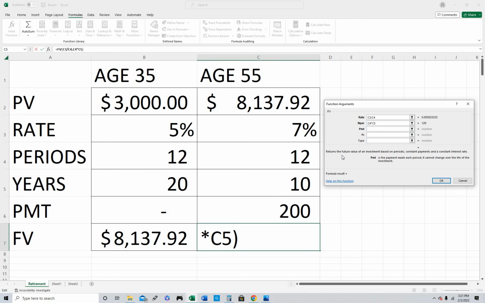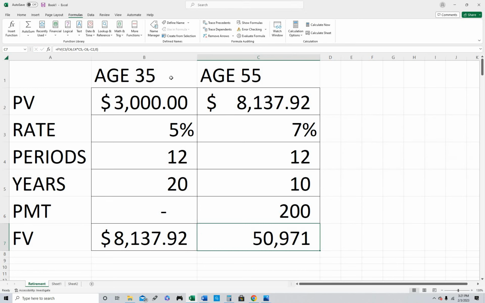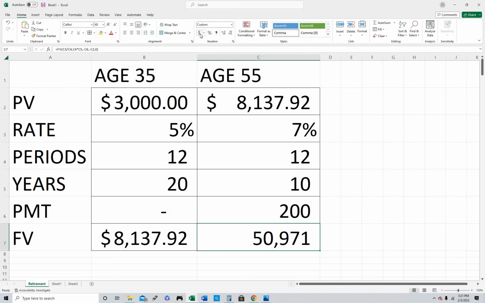The payment amount, again, I said is going to be $200. We're going to make that a negative because we're going to lose that money into the investment every month. That's how I like to think of it. My present value of my investment is $8,137.92, so I'm going to click that box there with a negative in front of it. And the type is still going to be 0. I'm going to earn that interest at the end of the period. And now I'm going to click OK. Change that box to a dollar sign, and that is going to be the future value of that initial $3,000 following all those parameters.